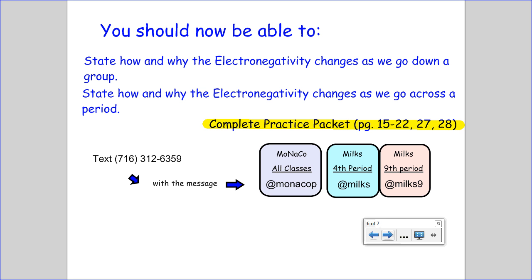You should now be able to state how and why the electronegativity changes as we go down a group and across a period. So you should be able to add some of those pages, 15 to 22 and 27 and 28. Some of these trends are all kind of mixed together in those practice pages. So you should be able to do some more problems in those sections there. And remember, the Easter eggs. What is a synonym for electronegativity? All right. Thanks, everybody. Have a good day.